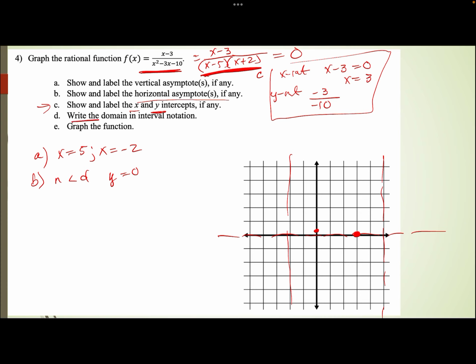Then it says write the domain in interval notation. Well, the only thing the domain can't be is what my asymptotes are. So you can just say x doesn't equal 5 and x doesn't equal negative 2. You don't have to write that one in interval notation, okay? Then graph it. To graph it, I need some other points, so I need to go on either side of my asymptotes here.